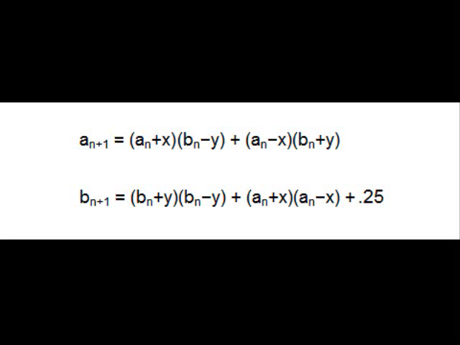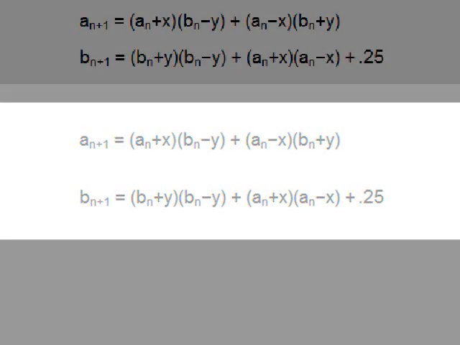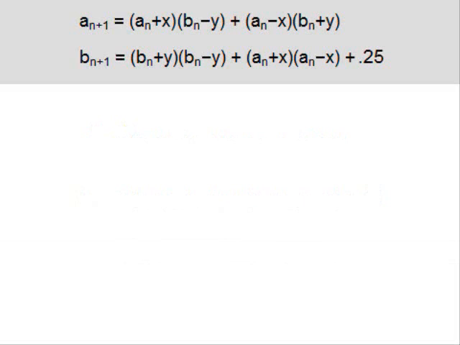System B also depends on A, B, x, and y, but the B terms are multiplied by each other, as are the A terms, and system B has a constant. We will investigate how these systems evolve alone and how they evolve together.